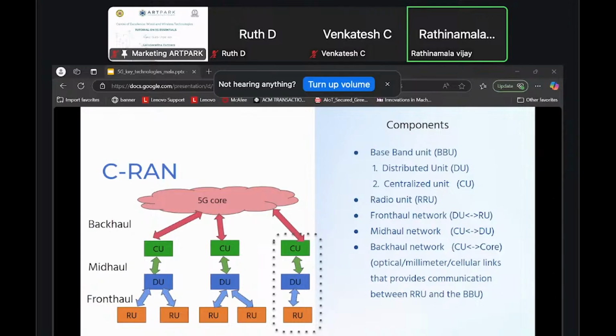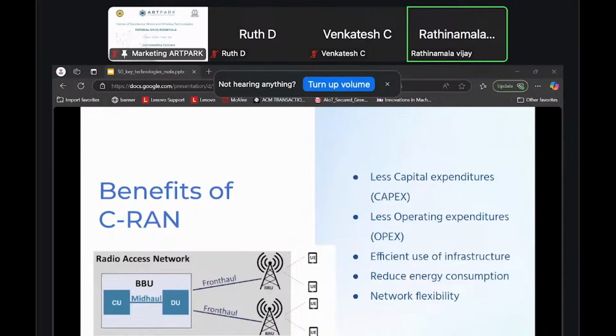So a gNodeB is divided into RU, DU, and CU. RU is the radio unit, DU is the distributed unit, and CU is the centralized unit, right? So you can see even in this picture, the radio unit is shown here, and the radio unit is connected to the DU with the fronthaul.